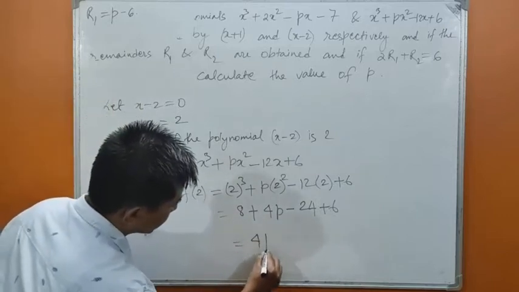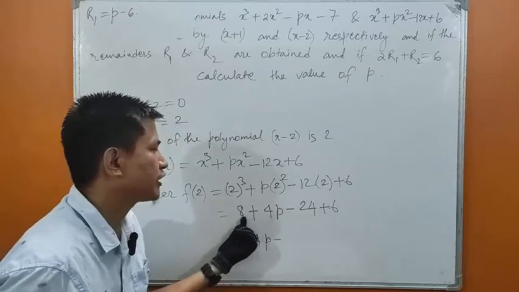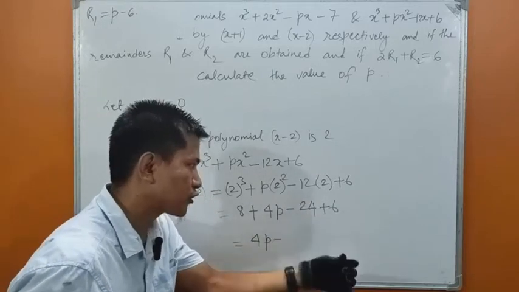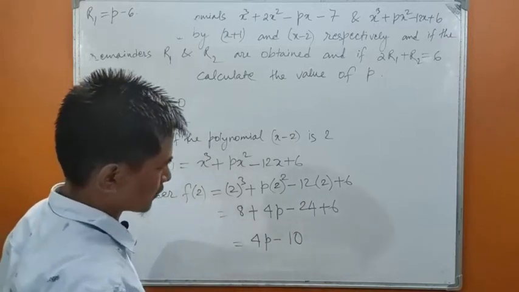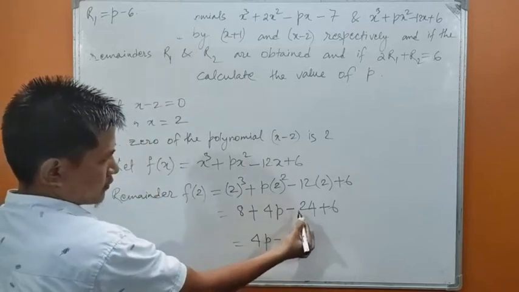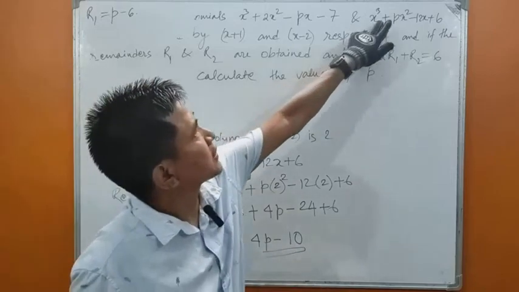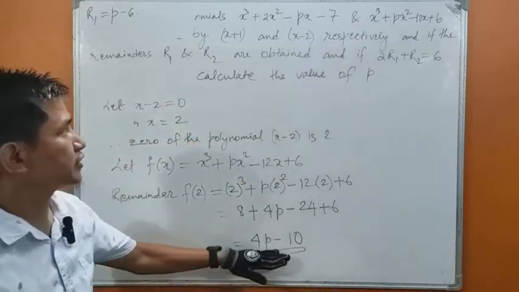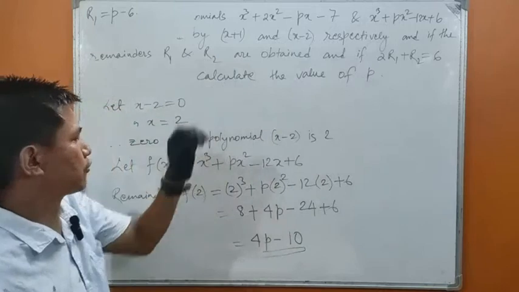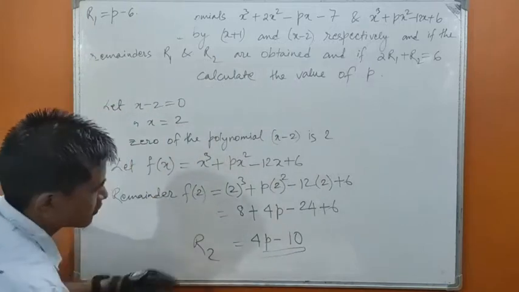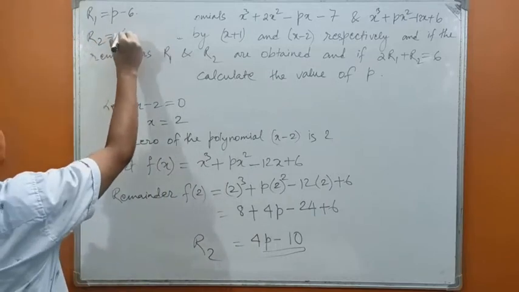So 4p, plus 8 plus 6 is 14, 24 minus 14 is minus 10. 10 plus 14 is 24, and since 24 has the minus sign, the sign of the greater number comes here. So when this expression is divided by x minus 2, we got this remainder. But according to the question, when this expression is divided by x minus 2, the remainder should be R2. So R2 equals this. R2 equals 4p minus 10.